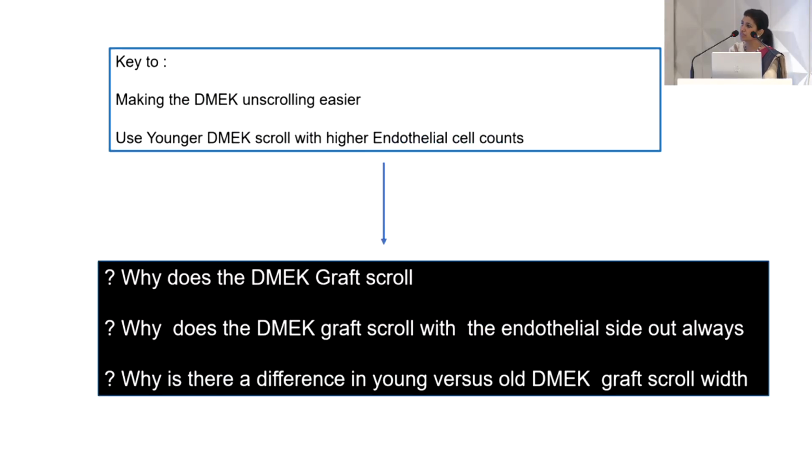Now, we had some key questions in front of us when we were trying to actually use the young donor DMEK tissues with higher endothelial cell count, because that's a large majority of tissue we get in the eye bank, and also using the tight scrolls. It was to answer these basic three questions: why does the DMEK graft scroll? Why does the DMEK graft scroll always towards the endothelial side out? And why is there a difference in the young versus the old DMEK graft to scroll?